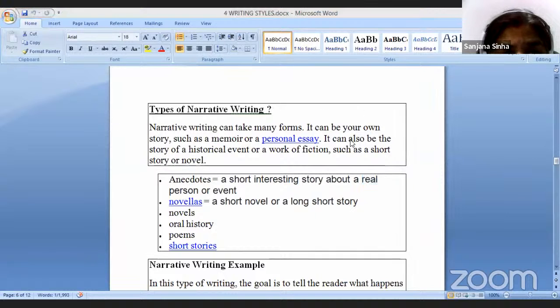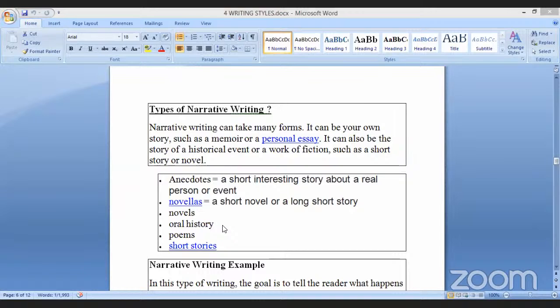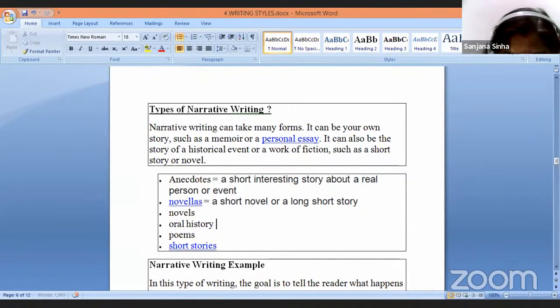Anecdotes, types of narratives: anecdotes, novellas, short story, a long short story or a short novel, or novels, oral history. What do you mean by oral history? Something which you have heard, जो तुमने सुना है, or you have interviewed people. Heard, interviewed.